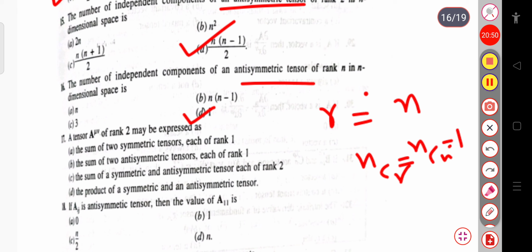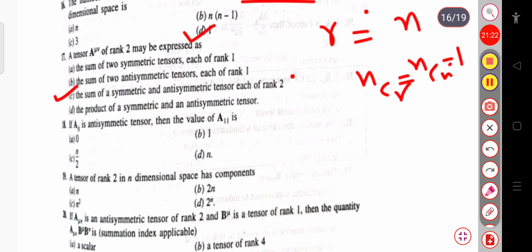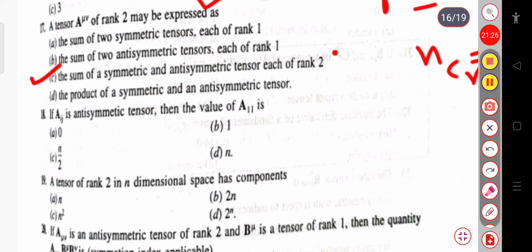Okay. Then the next question is, a tensor A mu nu of rank 2 may be expressed as the sum of two symmetric tensors each of rank 1, the sum of two antisymmetric tensors each of rank 1, or the sum of symmetric and antisymmetric tensors each of rank 2, or the product of a symmetric and an antisymmetric tensor. So here the answer will be the sum of symmetric and antisymmetric tensors each of rank 2. Okay. The next question is, if a ij is an antisymmetric tensor, then the value of a11 is. So this will be 0.